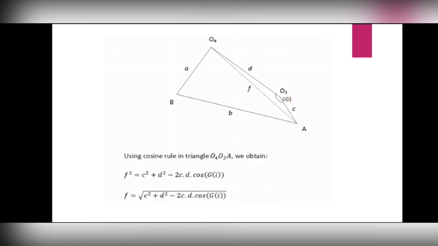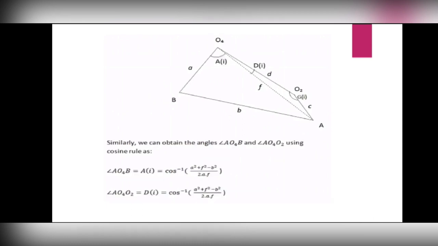And in this figure we have to join O4A, and let's name it F. From the triangle O4O2A, using the cosine rule, you can find the value of F by the equation F equals root over c square plus d square minus 2cd cos of g of i.